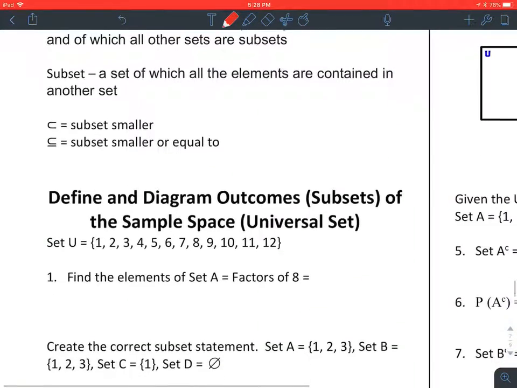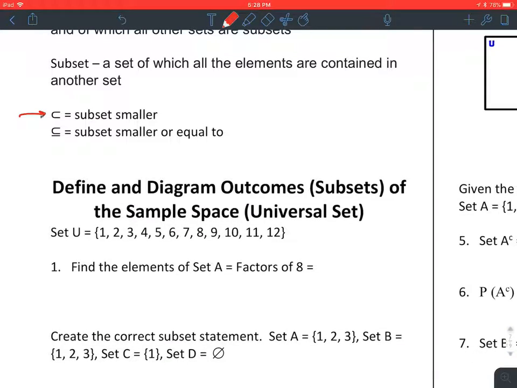There are two symbols for subset. This first one here means that the subset is smaller than the universal set, or than another set. And this one here says that the subset is smaller than or equal to another set.